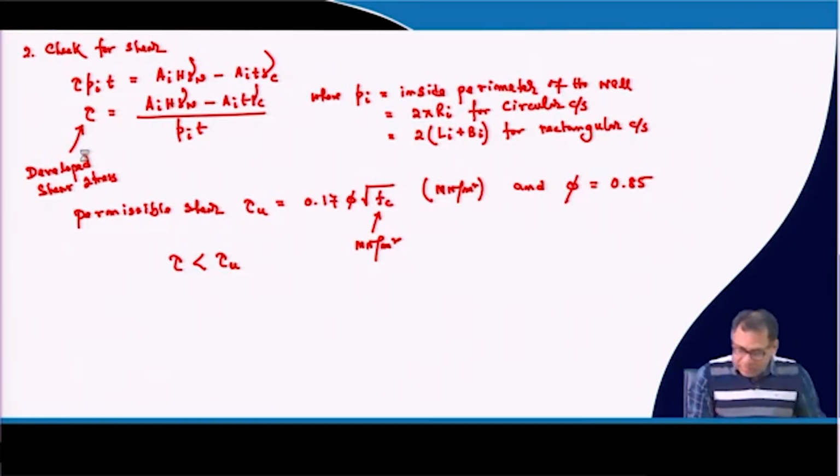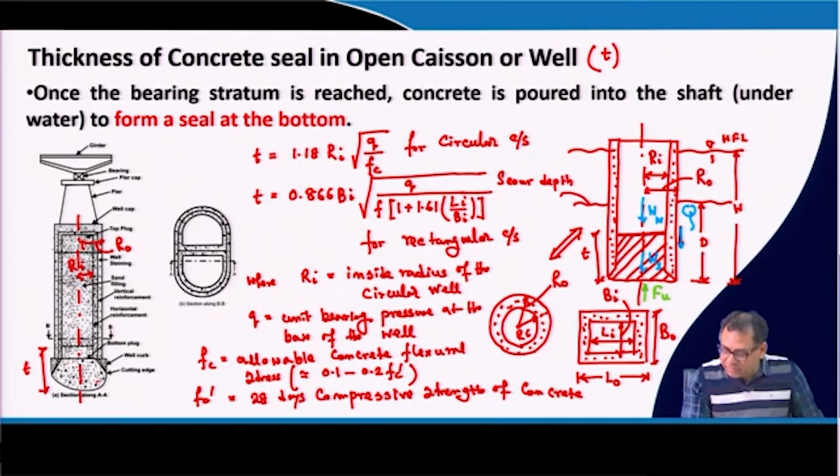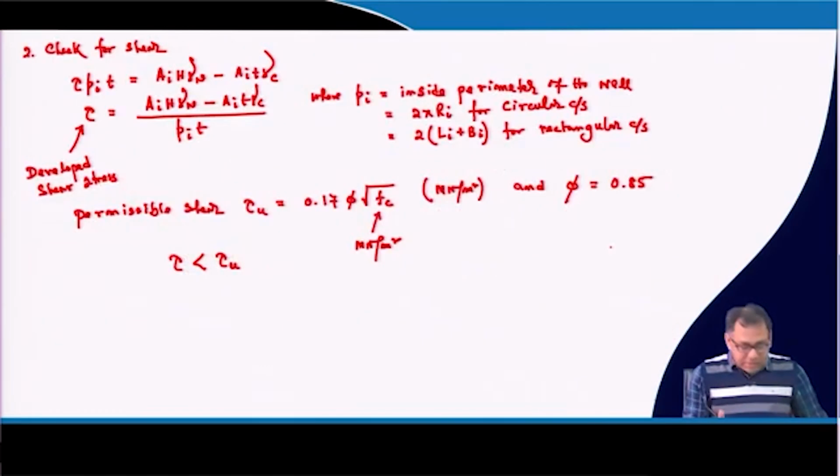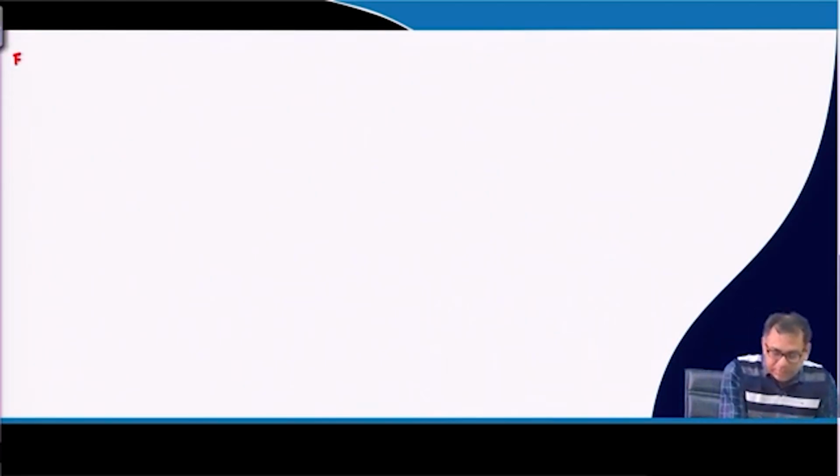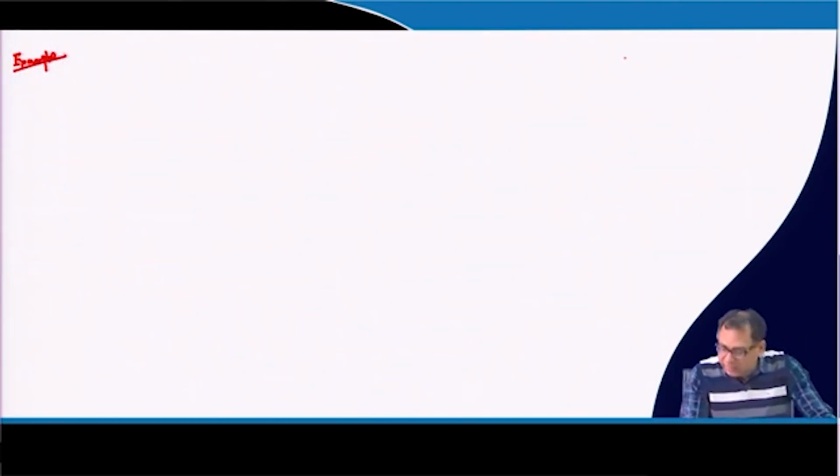Clear? So, that means there will be a shear stress developed at this point between the shaft and the seal, along with the buoyancy force and the weight. This shear that is developed, we have to check whether that is within the permissible shear or not. So, these are the checks that we have to do, and now I will start one example problem. I can give you the example problem, and then I will solve it in the next class.